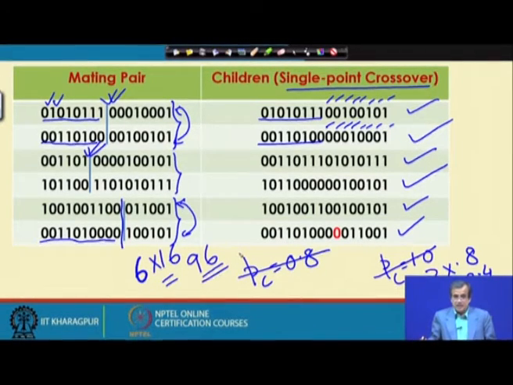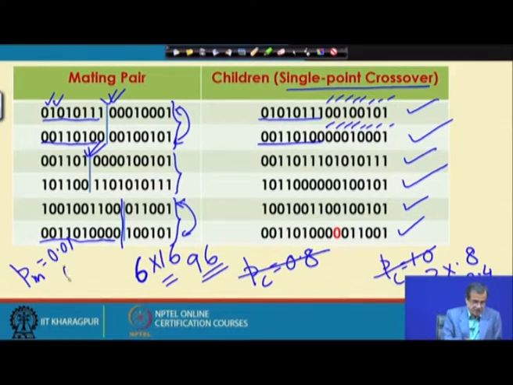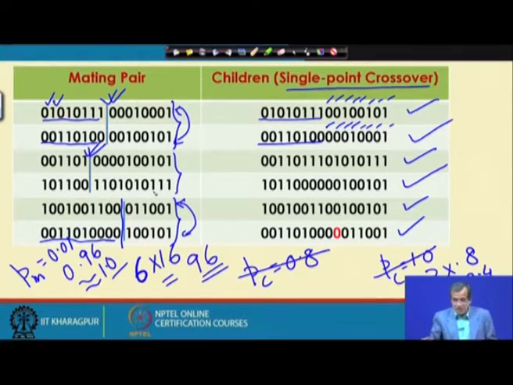Now, if I take the probability of mutation, that is Pm, as 0.01, what I can do is multiply 0.01 with this 96, and I will be getting 0.96, which is almost equal to 1.0. Now, that means if I try all the bits, then on an average, probabilistically there will be mutation only on one bit. Okay. So, out of these 96, the mutation will occur only on one bit.